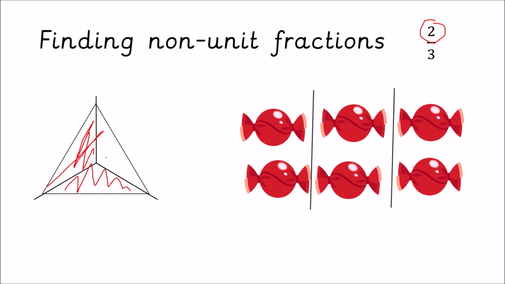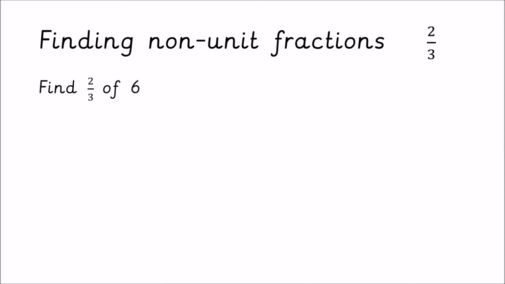So we've split into 3 equal groups for the sweets and the triangle. And all we need to do is find 2 of those groups, or 2 of those segments. So here I've shaded 2 of my equal parts of my triangle and 2 groups of sweets as well, giving me a total of 4 sweets, and this is 2/3 of a triangle.